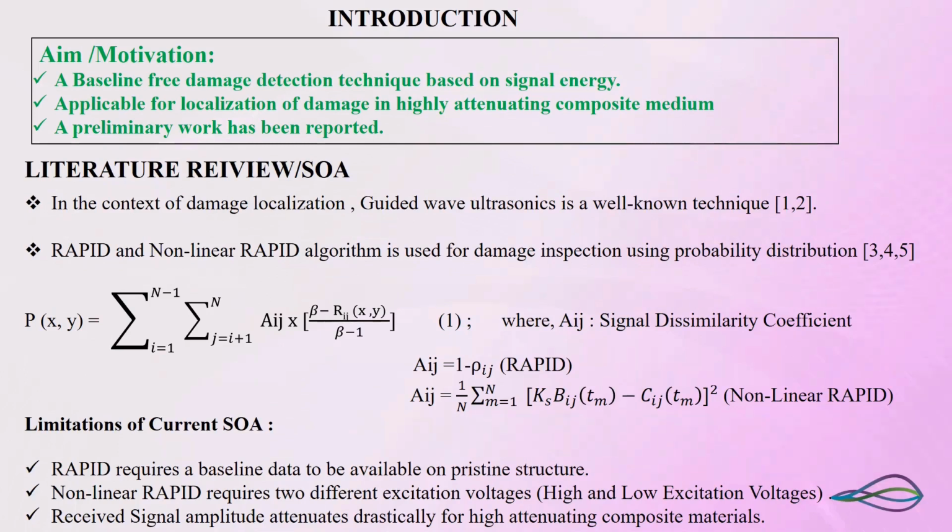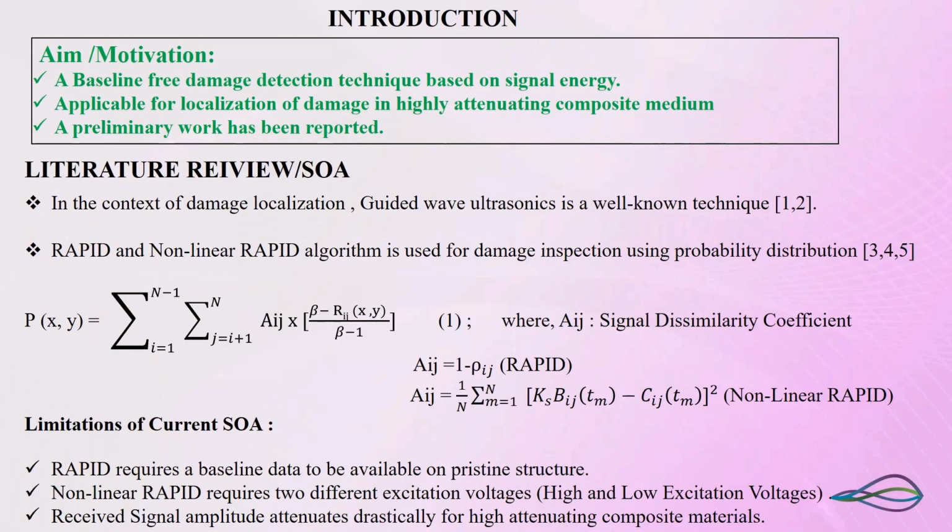The first part computes the A_ij, or signal dissimilarity coefficient, based upon the correlation between the baseline signal and the sample signal. And the second part, that is (beta minus R) divided by (beta minus 1), computes the damage trajectory using the triangulation method. There are certain limitations with the current existing state-of-the-art techniques.